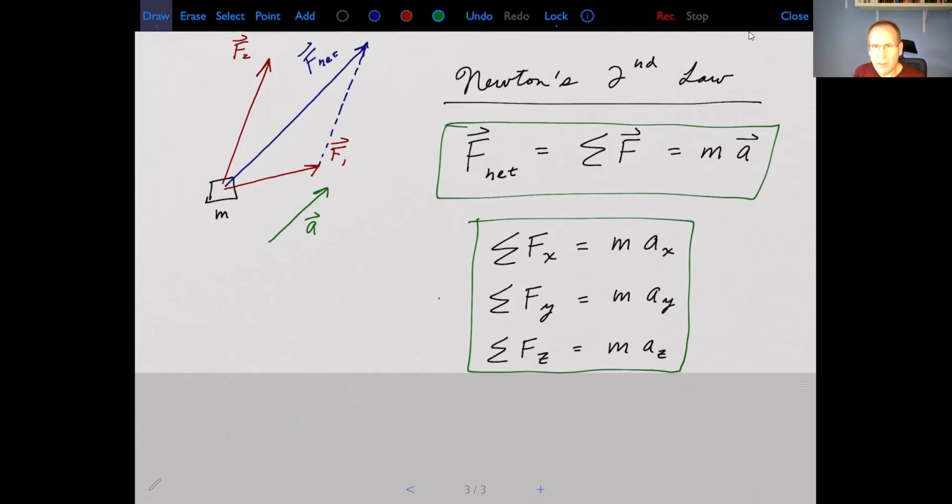And this is if we have 3 dimensions. In lab, we're going to focus on 2-dimensional problems. So really, we're just going to use these first 2 equations. We won't talk about z, right? We won't talk about the 3rd dimension, just x and y. Okay, so that's Newton's second law.